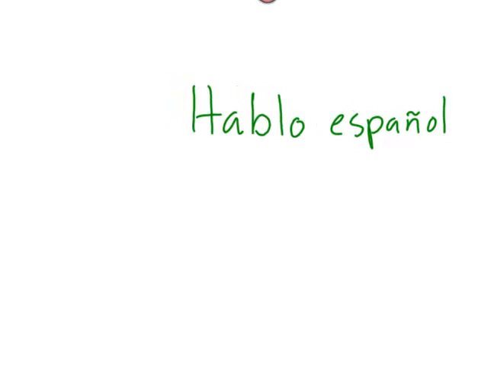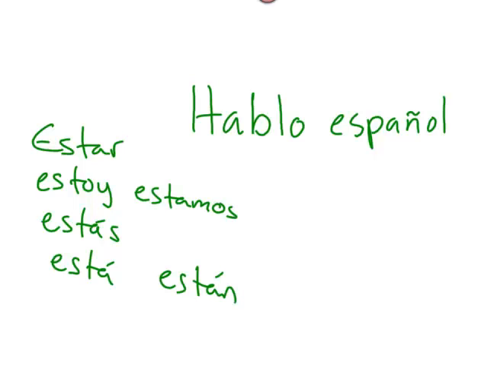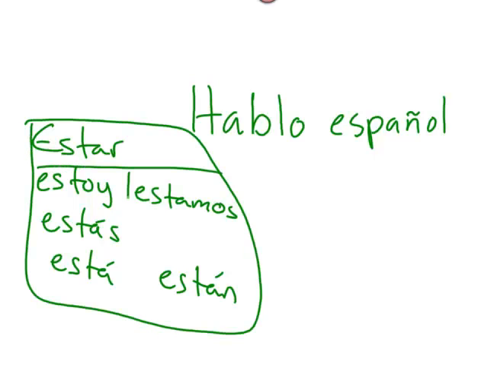Now, we talked already about the verb estar. Can you give me the conjugations real quick as I write them down? Yo, tú, él, ella, usted, nosotros, ellos, ellas, ustedes. Okay, so there's a quick review of estar. Okay, so we got the first part done.